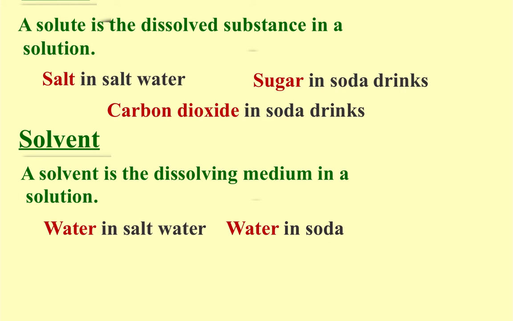Now the solvent is the dissolving medium in the solution. So if I'm making salt water, then water is my solvent. And if I'm talking about soda, sugar dissolved in soda, carbon dioxide dissolved in soda, then again, it's water that is the solvent. That's the substance that everything's dissolving in.